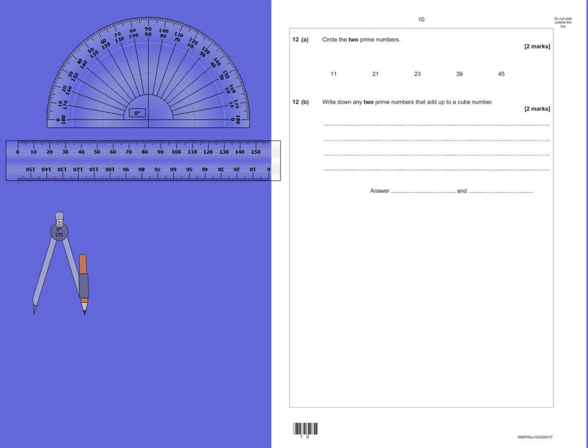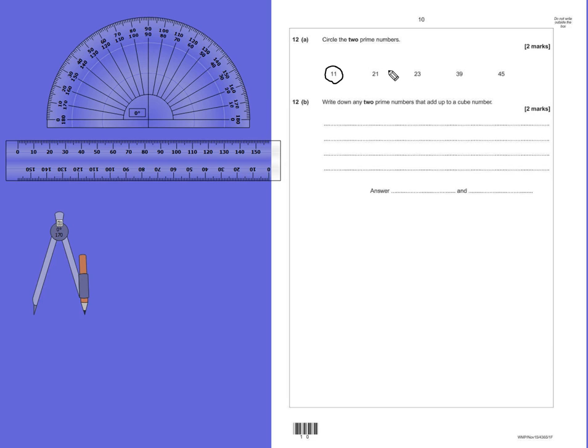So the easiest way is to go along and see if there are any numbers that we definitely know have another factor. Are they in another times table? 11. Does it show up in any times table apart from 11? 1 times 11, 2, 3, 4. No. I actually think that this one, as a first number, is going to be prime. Bear in mind, we can always go back and change it if we end up with more than 2, because it says circle the 2 prime. That tells us there's only 2.